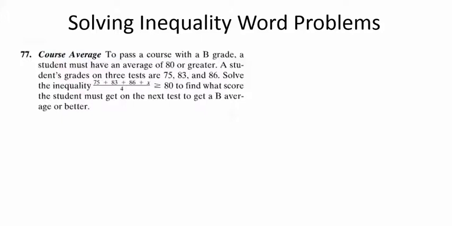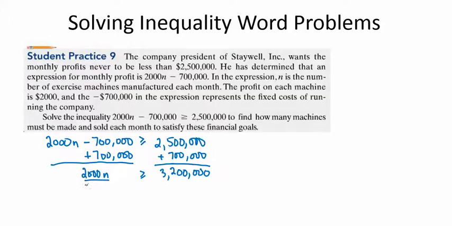So, when we divide both sides by 2,000, we end up with N has got to be greater than or equal to 1,600 machines. So if they make and sell at least 1,600 machines, they will achieve the minimum profit of $2,500,000 per month. Let's go on to the next example.